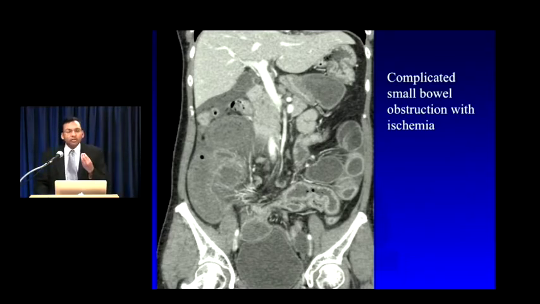You're always going to be on the lookout in these bowel ischemia cases or bowel obstruction cases for features that should suggest it's not just a run-of-the-mill obstruction, but rather that you may be dealing with a complicated obstruction. This is a closed loop obstruction. Notice how these bowel loops are tethered. They're radiating towards a central point.